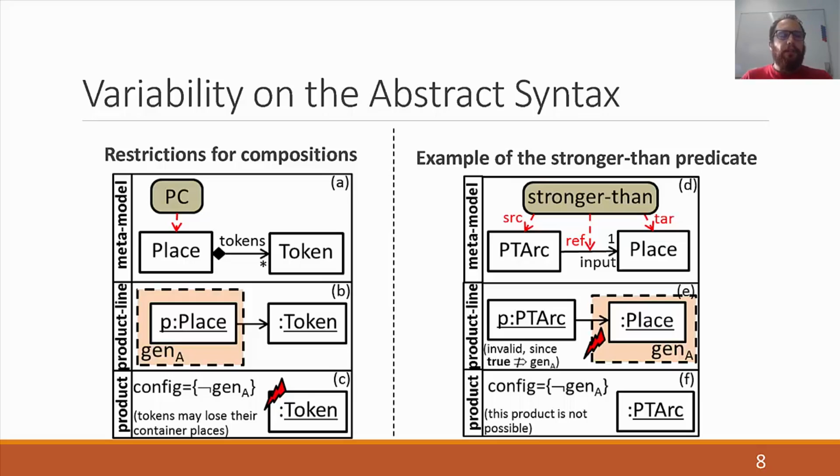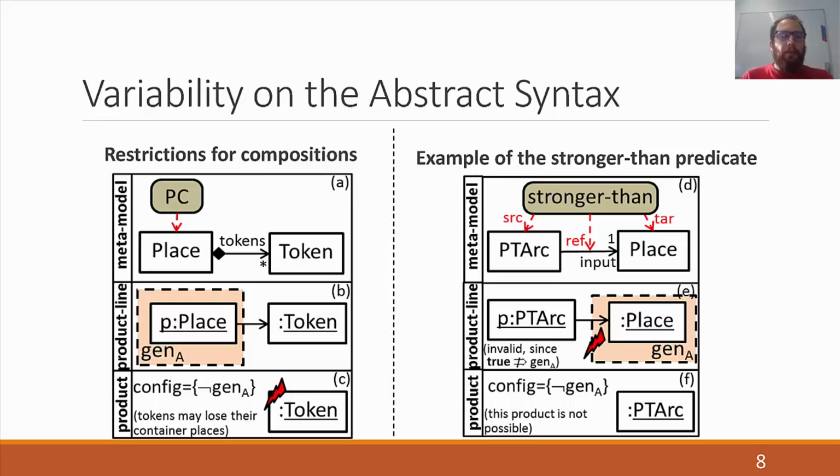The first rule is the restriction for composition. For instance, if token would not be allowed to have presence conditions like in this figure, but the container place is, then we could end up generating products where token objects would be outside of their containers. To avoid this, we force that if place is presence condition enabled, so must be token. This avoids producing models where the instances of tokens lose their container object, in this case, place.